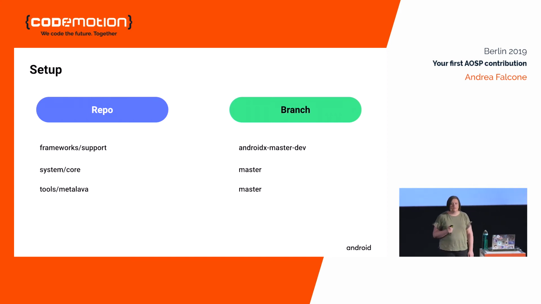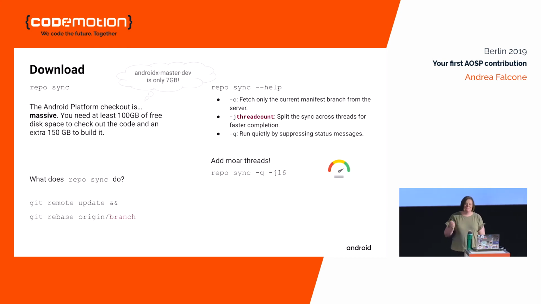Why do we develop on Android X master dev for Jetpack? I have no idea. So once we figure out the right code, we need to actually download it, so we can use repo sync. What repo sync is actually doing is a little bit complicated. It's going to do git remote update and then rebase. So it's going to pull down the changes and put yours on top of them automatically. That way you're not doing the pull and the rebase on your own. We expect everyone to always be rebased on master using this tool.